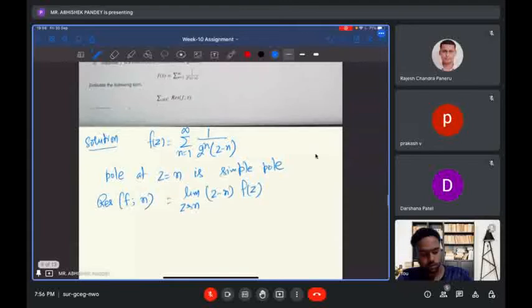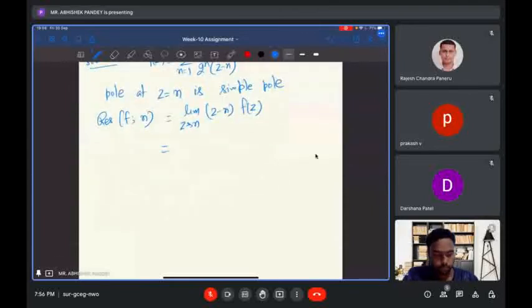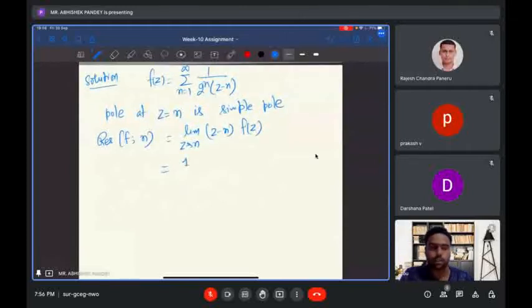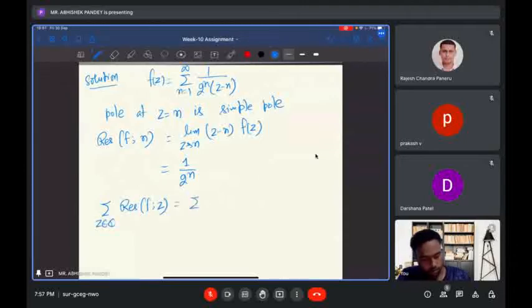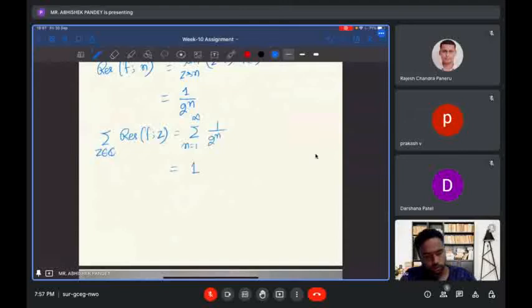So the residue will be 1 upon 2 to the power n, and for other points it will always be 0. So the summation of the residues of f at z, where z belongs to C, is the summation of 1 upon 2 to the power n, and this is nothing but 1. So our answer is 1.